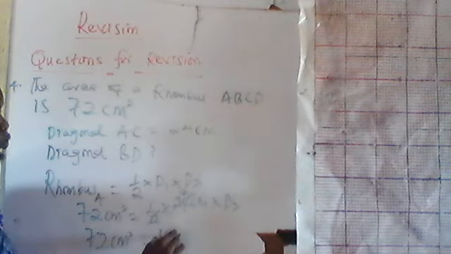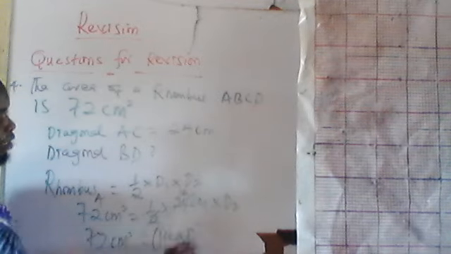So this half will cancel, these two will cancel this. We are going to have 12. So that means we have 72 centimeters square equals 12 multiplied by d2, all in centimeters. So let's solve this further. And we are looking for the value of d2. d2 is what we're looking for. So to get the value for d2, what we are going to do is that we are going to divide through by 12.